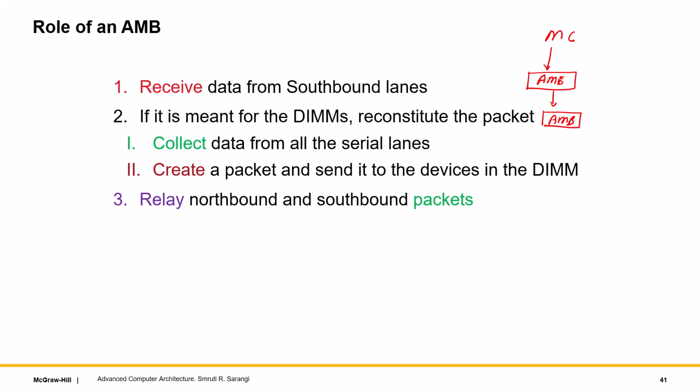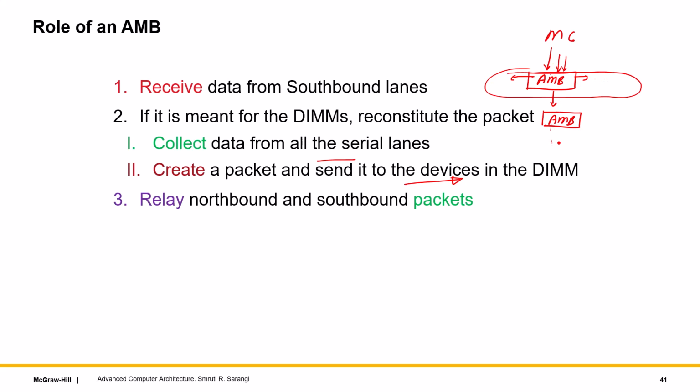If it is meant for the other DIMMs, it needs to reconstitute the packet, which means that, as I said, there are multiple lanes which are not synchronized with each other. So either you wait for all the data to come, then you create a new packet from all the serial lanes and you send it to the devices in the DIMM, which is basically sending to all the devices within the same DIMM, right? So as I said, if the data is destined to the devices in the same DIMM, you collect the data and you create a packet and you send it.